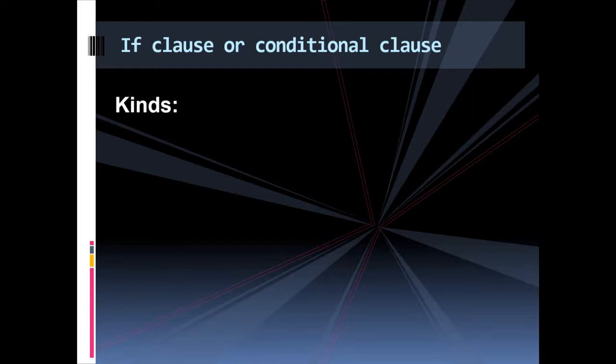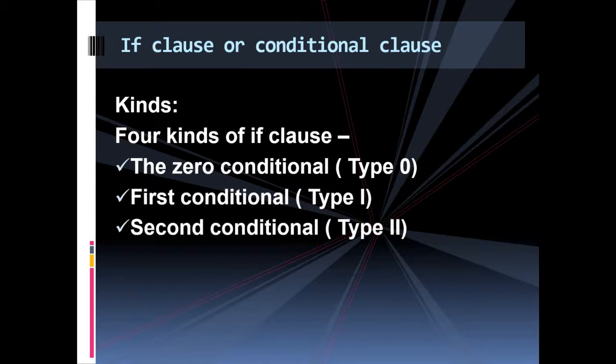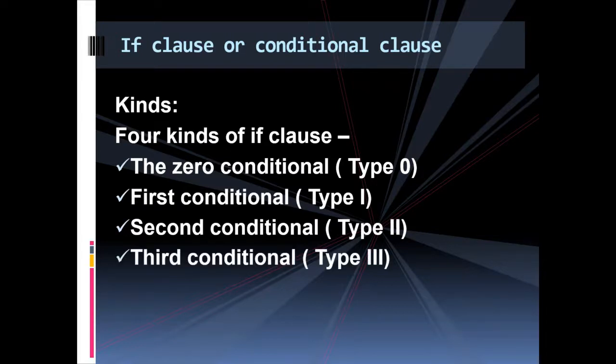Here it is. We have learned that if clause or conditional clause has four kinds, which are the zero conditional type 0, first conditional type 1, second conditional type 2, and the last one, third conditional type 3. So in the previous lesson, we started with the zero conditional and first conditional. So you have learned it already. In this video, we are going to learn the rest two conditionals, which is second conditional and third conditional. So let's see what are they and how to form it.